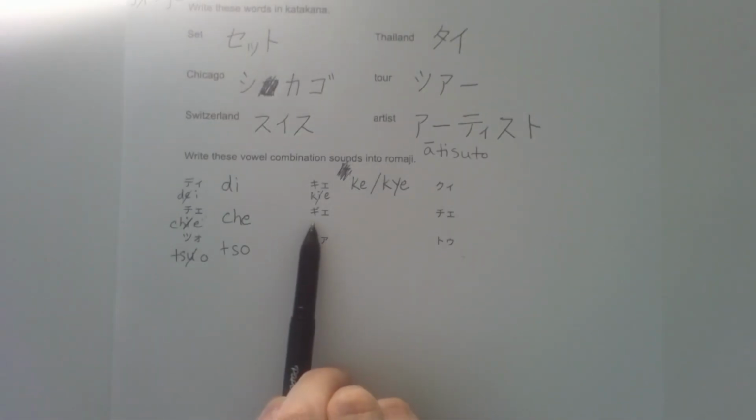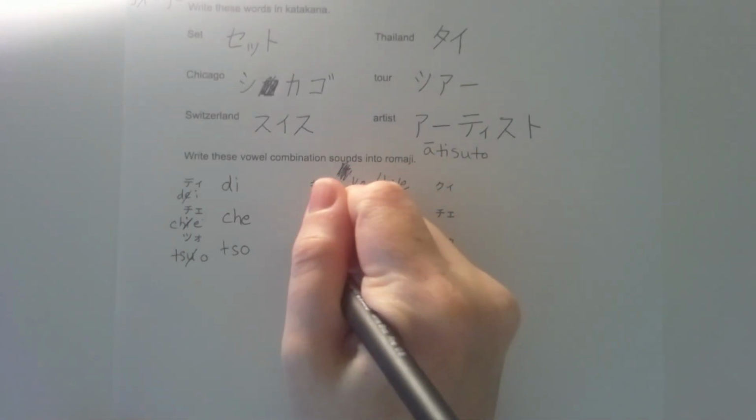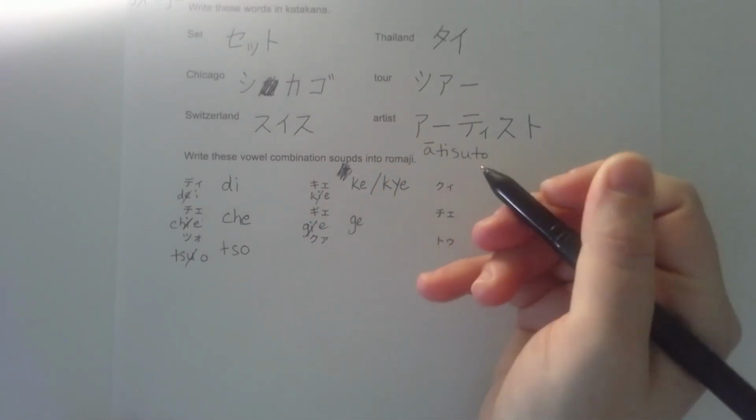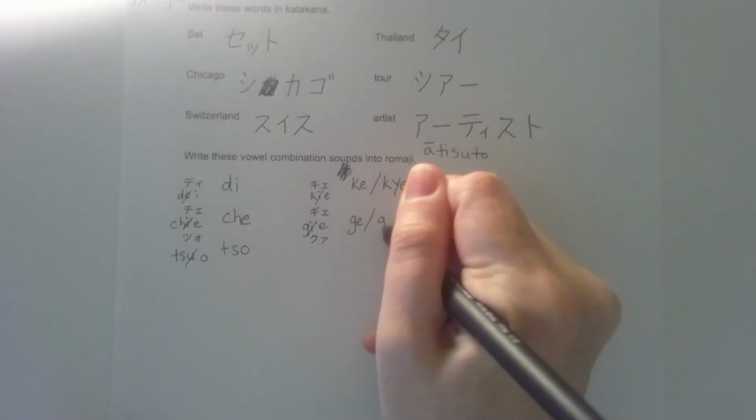This time it's a ki with a tenten, so it's a gi and an e. So when I write ge, go ahead and write ge.